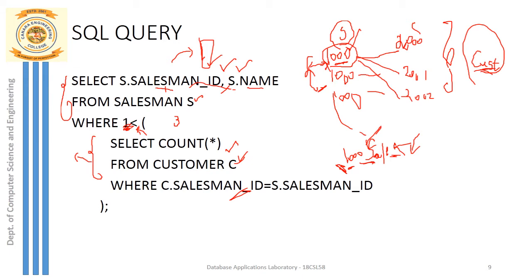So what are the two parts in the question? What do I have to retrieve as the inner query part? Just see here. I have to find out the customer. First of all, find out the salesman who is serving more than one customer. Right? So find out the salesman who is serving more than one customer.